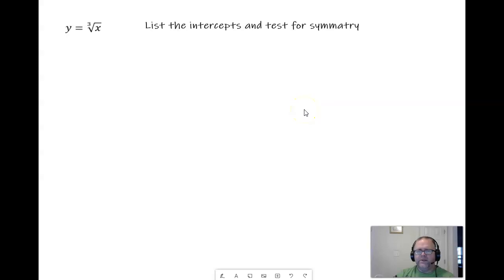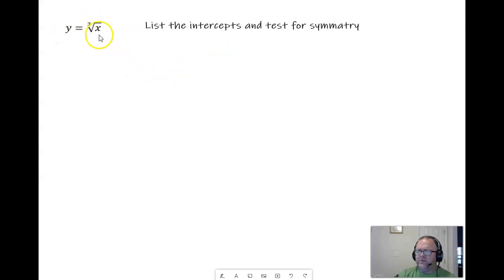Hey, this is Mr. Beckstrom, and today I wanted to go over some concepts that are introduced in section 1.2 in the book, and this is listing intercepts and testing for symmetry. So I've got a sample problem right here.